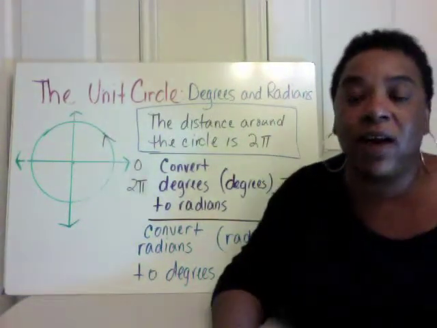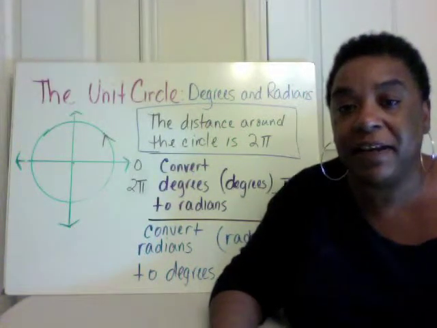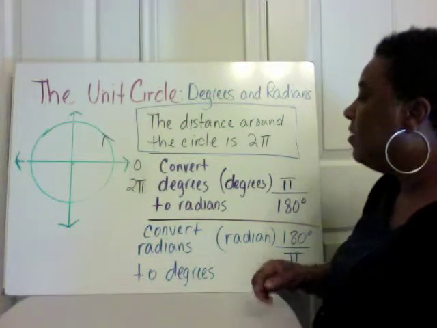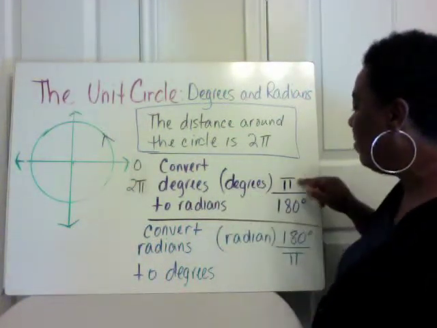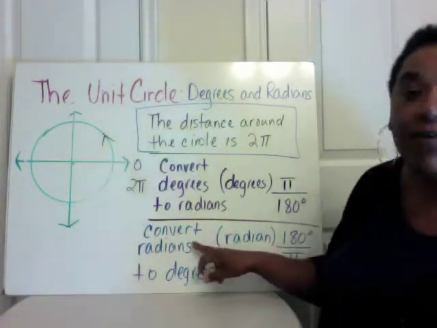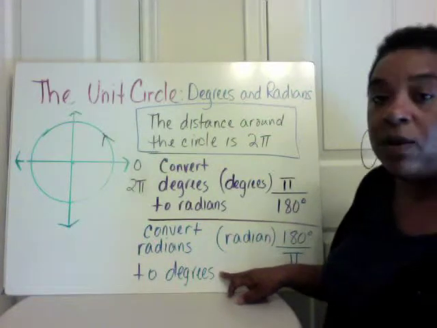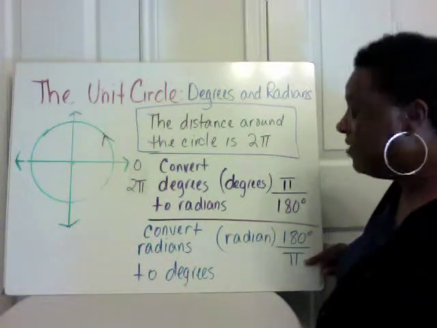Now let's talk about how we can convert degrees to radians and radians to degrees. To convert degrees to radians, we multiply the degrees times pi divided by 180 degrees. To convert radians to degrees, we multiply our radian by 180 degrees divided by pi.